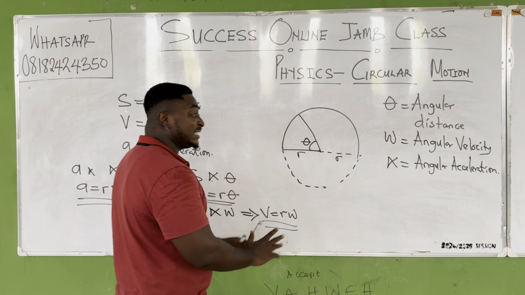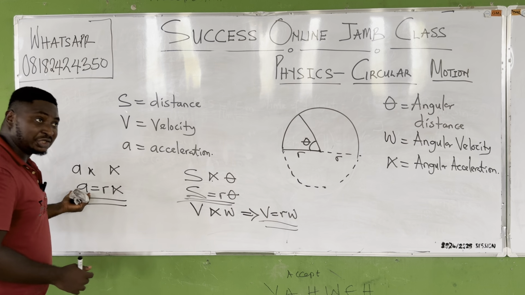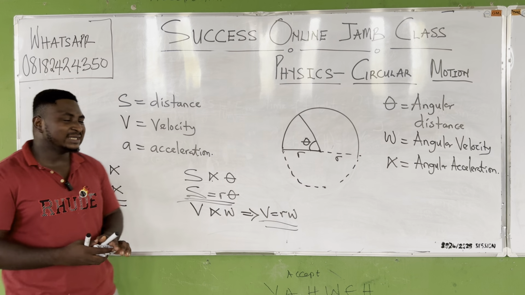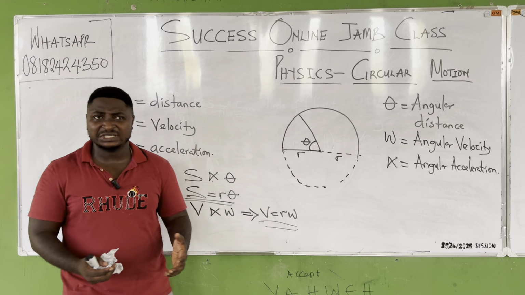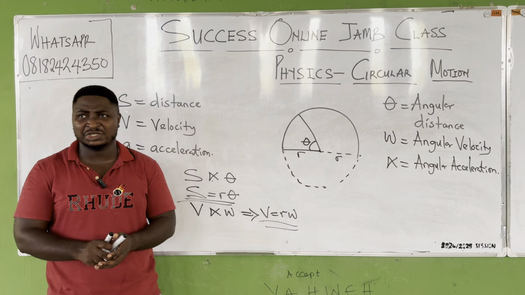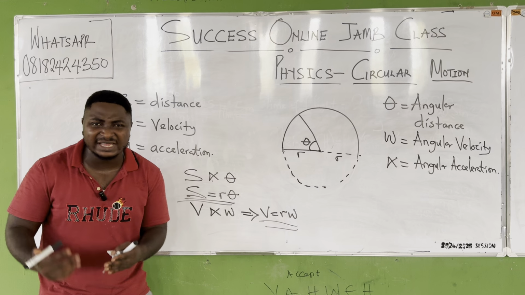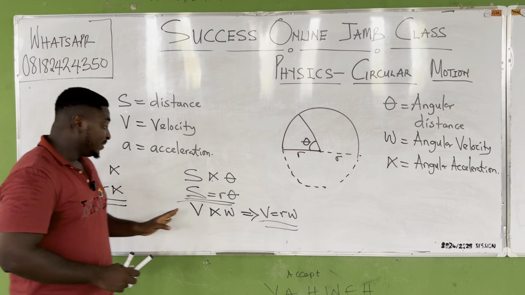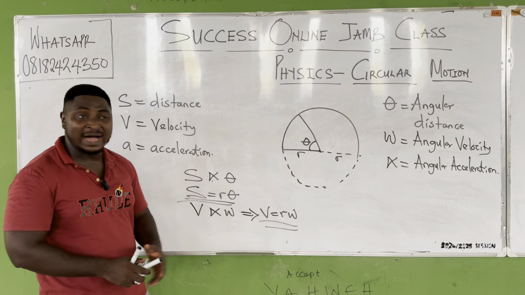And the centripetal acceleration has a different formula from these three formulas. So these are the normal tangential acceleration. So please do not confuse the tangential acceleration with the centripetal acceleration. Tangential acceleration: a is r theta. So in your circular motion questions in JAMB, if you are asked to find the tangential acceleration, please do not confuse it with the centripetal or radial acceleration. This is our normal acceleration, a is r theta. This is our velocity, v is r w, and this is our distance, s equals r theta.